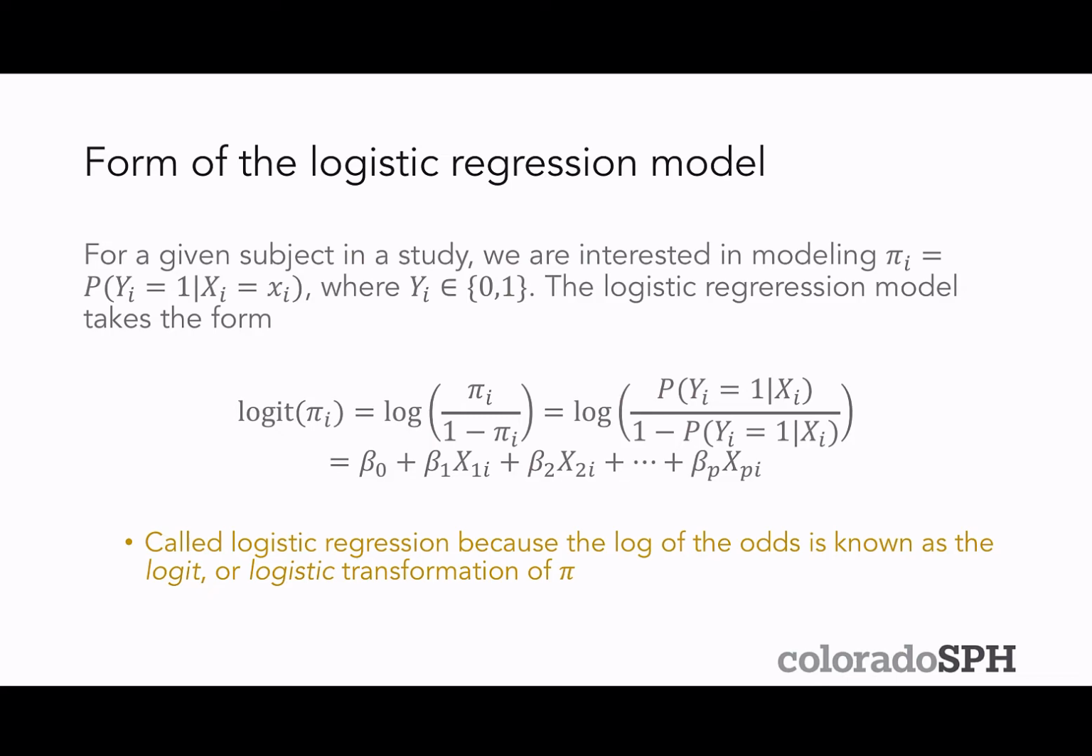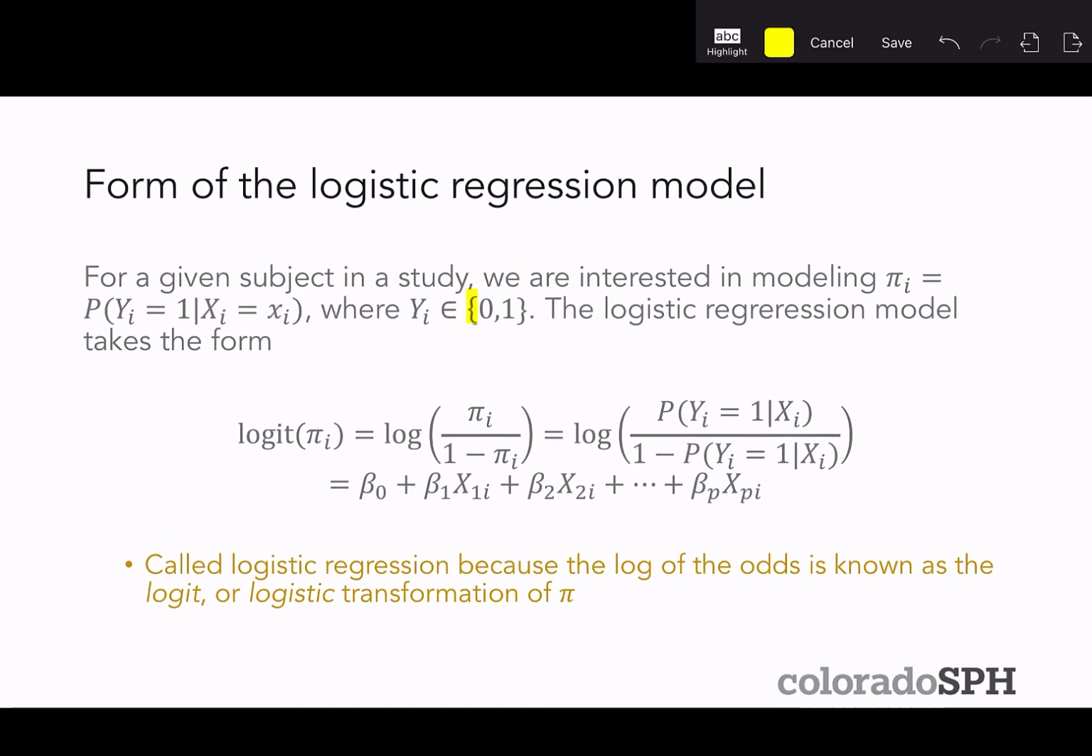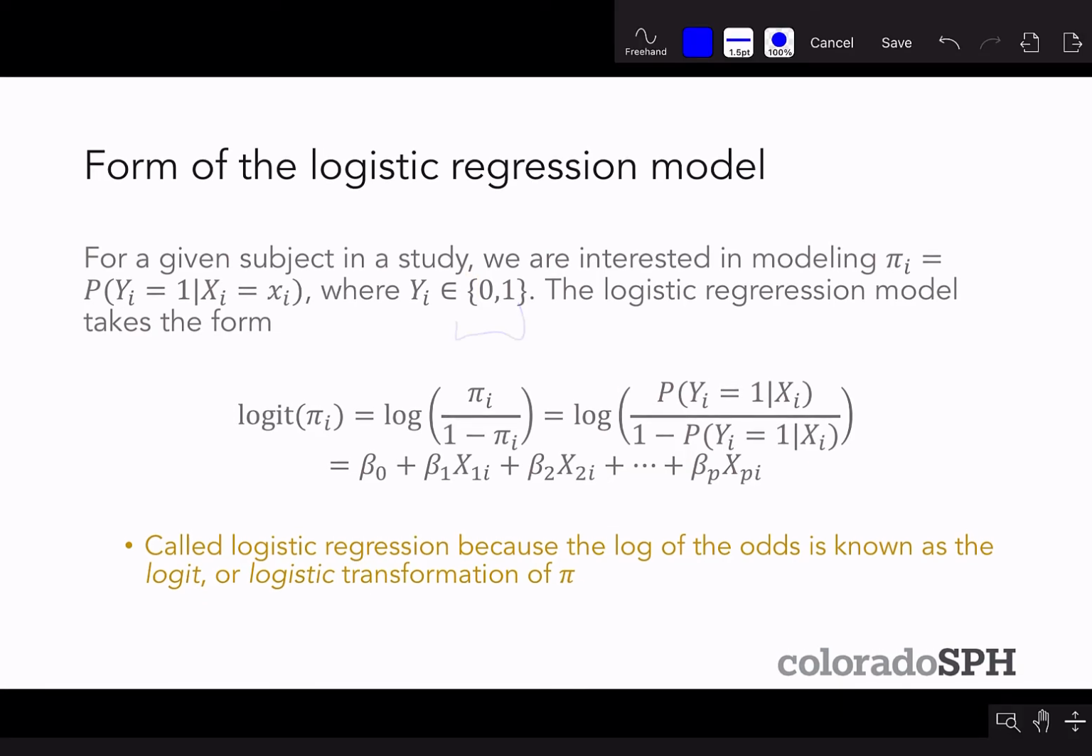That brings us to the form of the logistic regression model. For a given subject in a study, we are interested in modeling pi i equals the probability that yi equals 1 given a set of covariates xi, where yi can take on the value 0 or 1. The logistic regression model then takes the form logit pi i, which is equal to log of pi i over 1 minus pi i, or more specifically, log of the probability that yi equals 1 given xi over 1 minus the probability that yi equals 1 given xi. On the right-hand side, that's equal to the sum of the betas times the covariates for that subject. It's called logistic regression because the log of the odds is known as the logit, or logistic transformation, of pi.